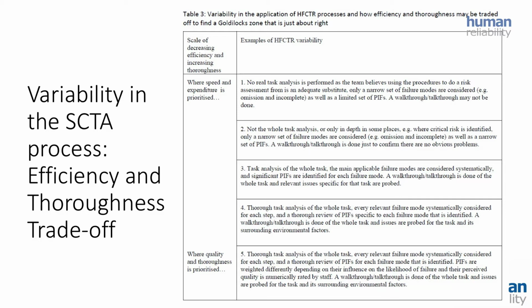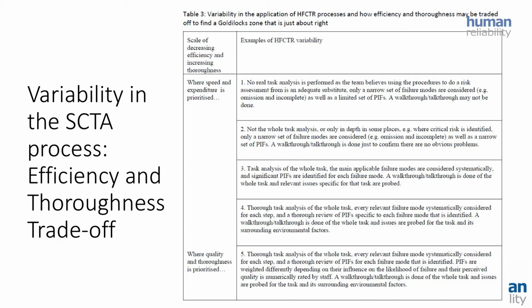But the rough idea here was to try and provide a scale where we move from something that is potentially too efficient a version of the task analysis process to something that is potentially too thorough at the bottom there at the end. So just to focus on those two extremes, the first one is where no real task analysis is performed, as the team believes that using the procedures to do the risk assessment from is an adequate substitute. Only a narrow set of failure modes are considered, so for example it's just omitted and incomplete, and there's a limited sample of PIFs, and a walkthrough and talkthrough may not even be done. So this resonates with that other story that I've just told, where you focus on efficiency over thoroughness.